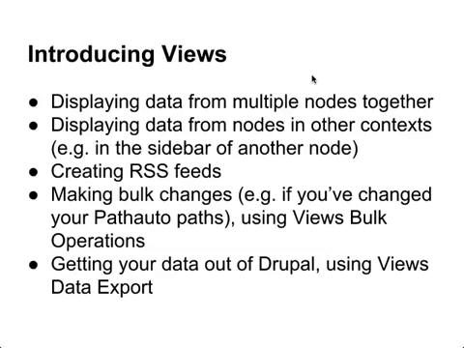So let's say you want to have a sidebar that shows the birth and death dates of all the people who are involved in a quote, in the sidebar of that particular quote. Or you want to show the pictures of the correspondence if it's a letter. You can do that using views. You can use views to create RSS feeds for your site. You can use it to make bulk changes. So if you've changed your auto paths for your URLs, you can use views bulk operations, which is an add-on module, to update all of your paths at once.